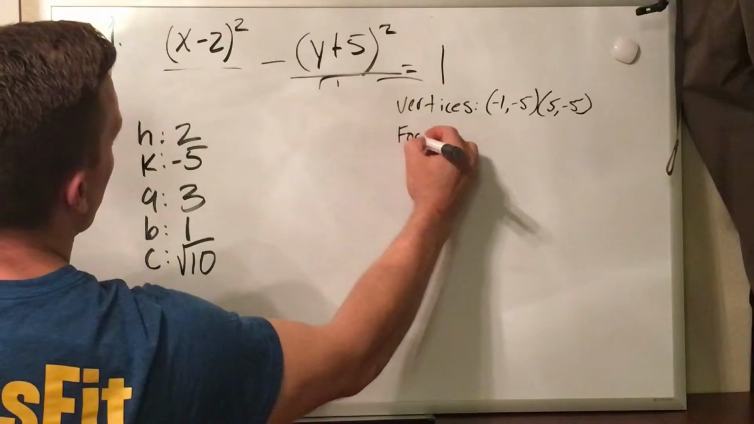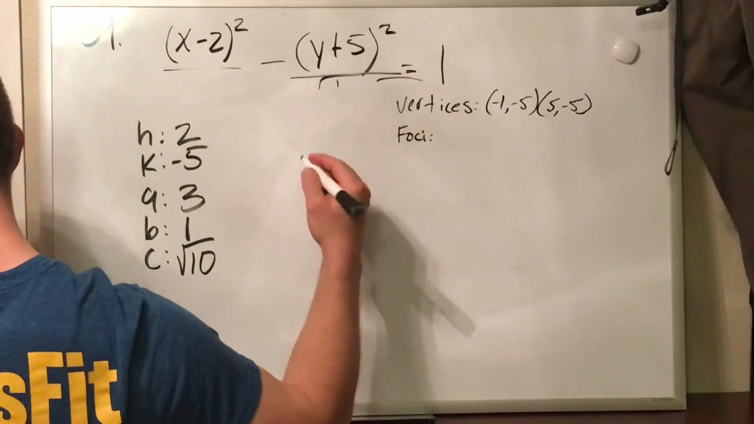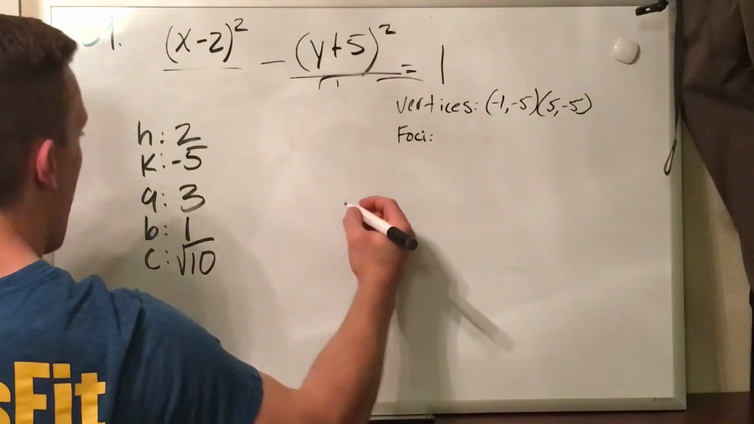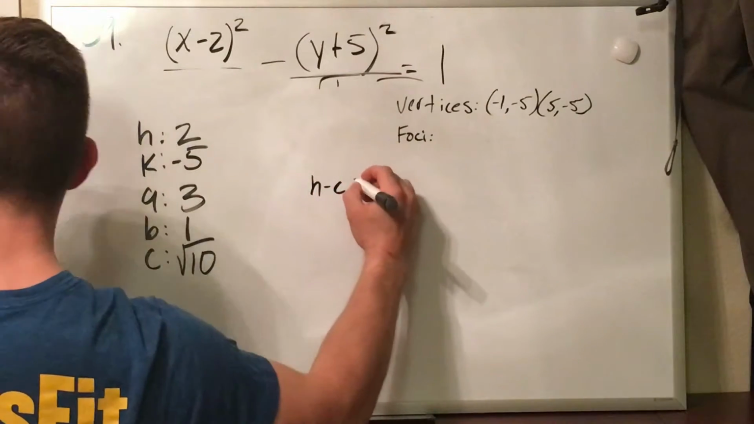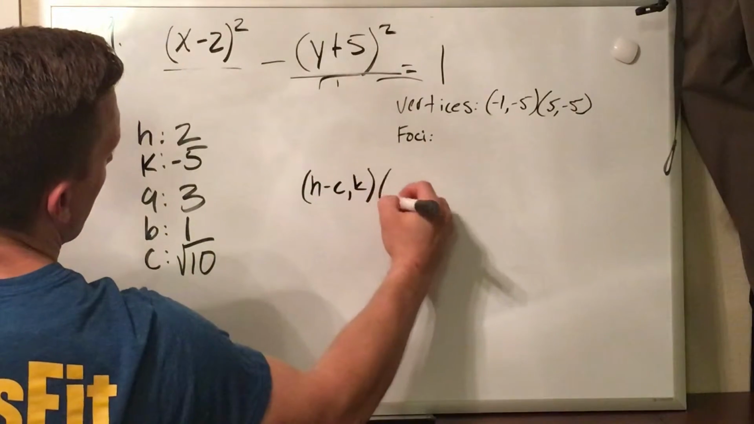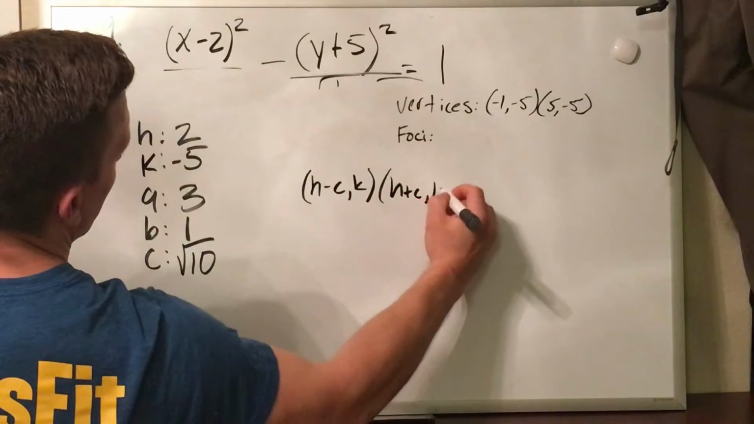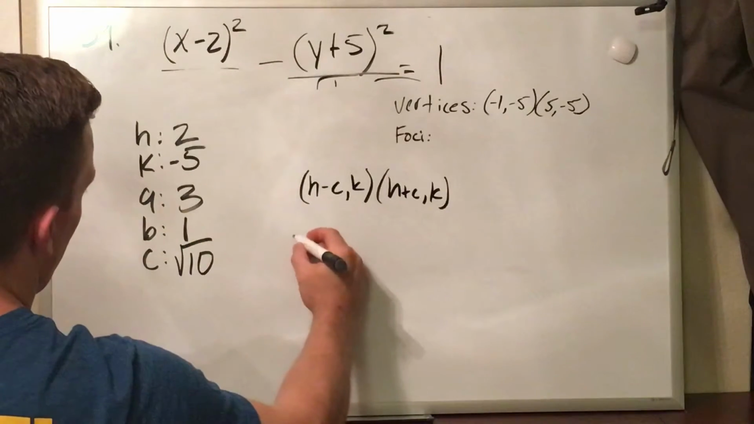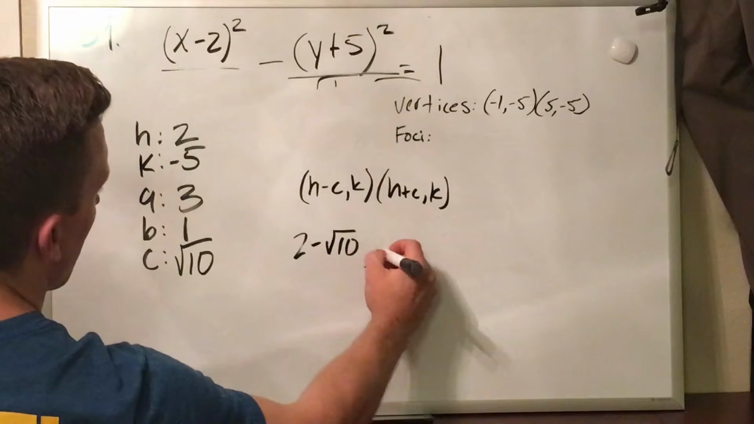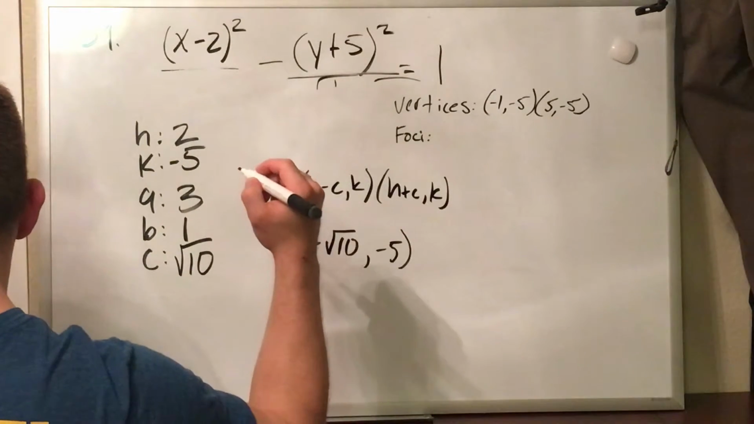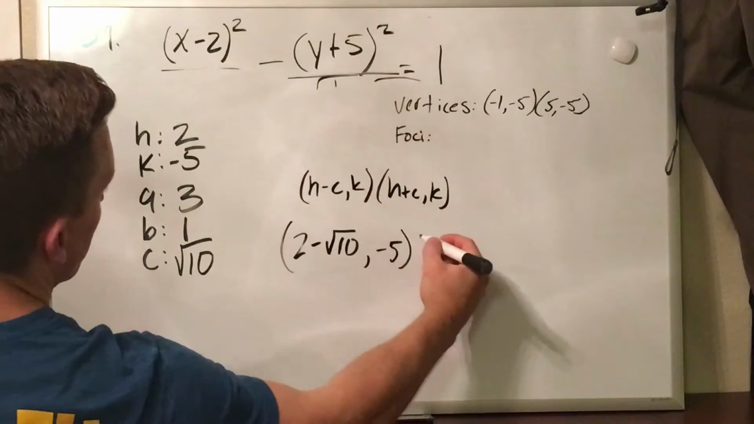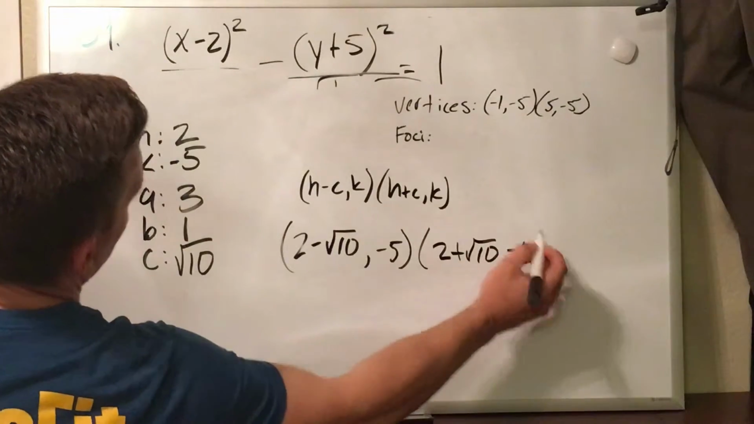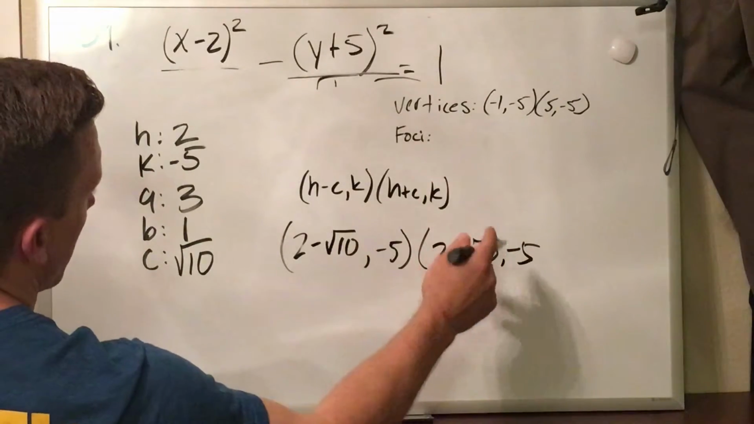Now time to find the foci. So the foci are going to be (h minus c, k) and then (h plus c, k). So we know that our h again is 2 minus c. We're going to have 2 minus root 10, comma negative 5. Then we shall also have 2 plus root 10, negative 5. This root 10 is slightly over 3.